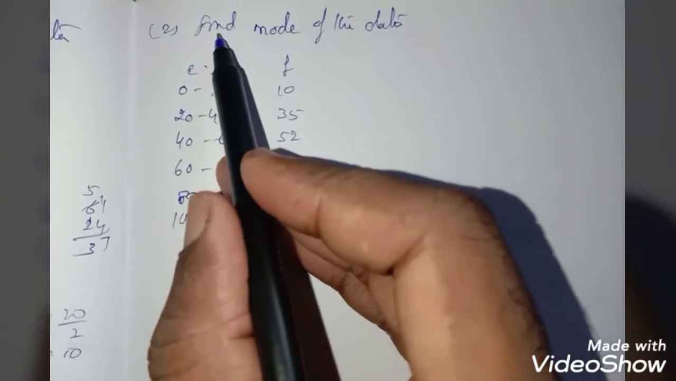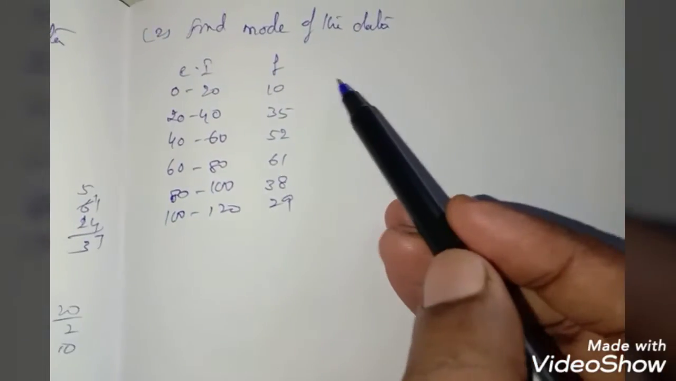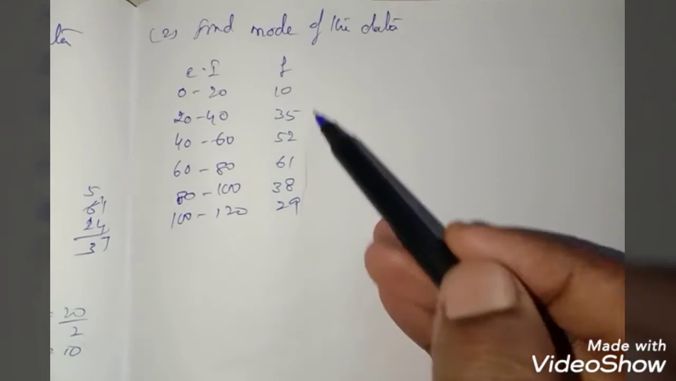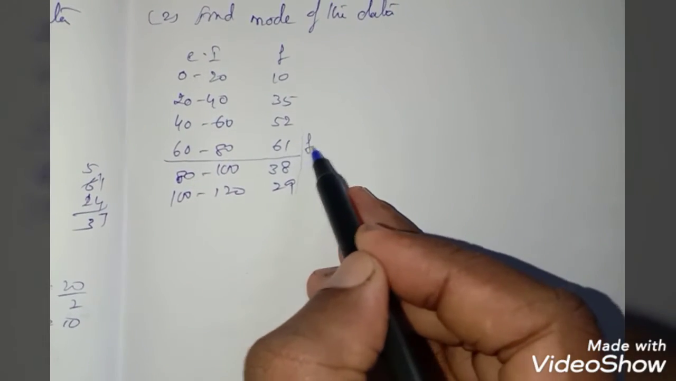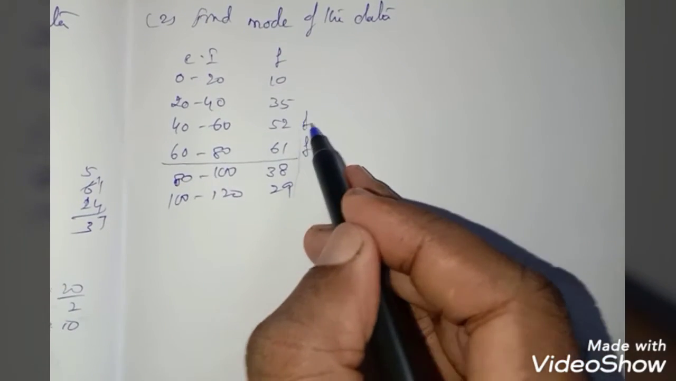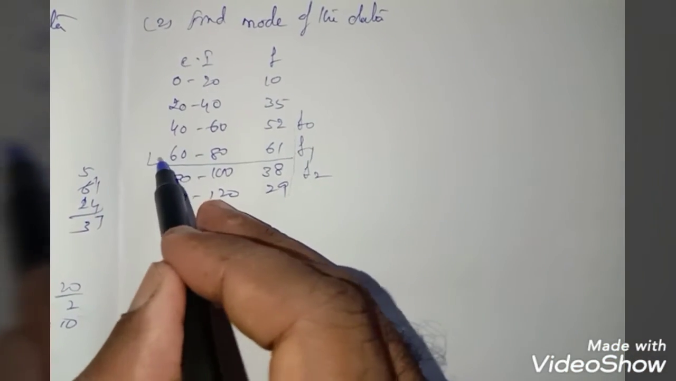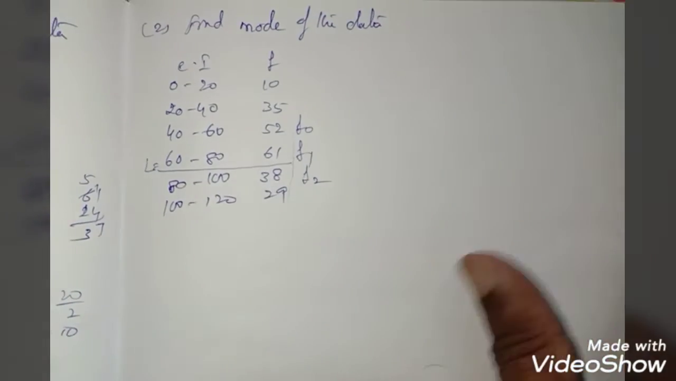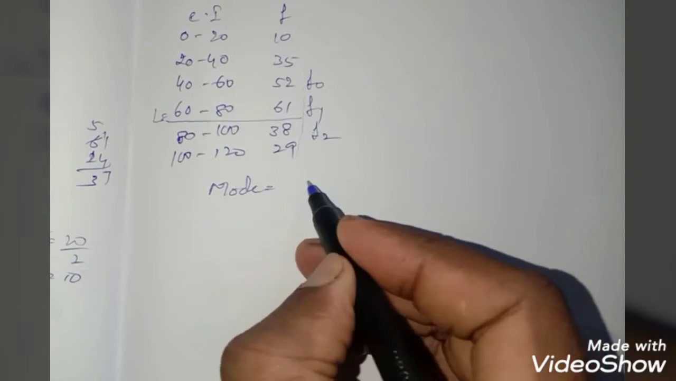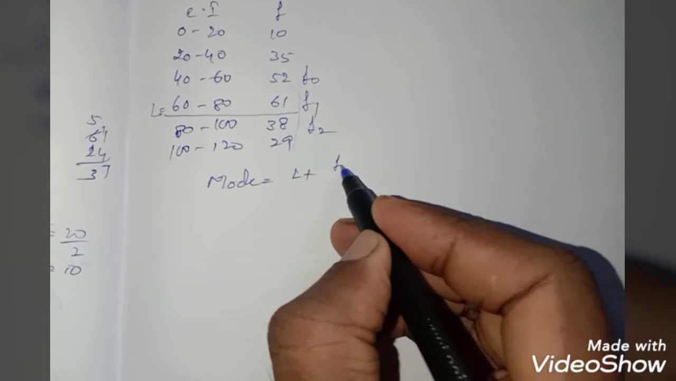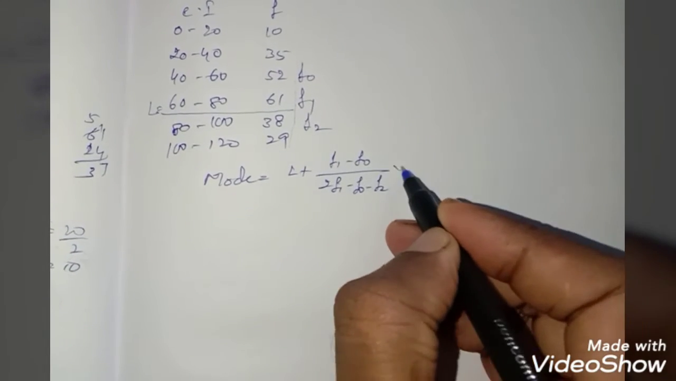Okay, so your next second question is find the mode of the data, class interval and frequency is given. For this mode you have to find what is the highest frequency. The highest frequency is 61, so just underline it and denote this as F1. Now the preceding value F0, succeeding value F2, and this value is L, that is the lower bound, and the difference between these two is 20. Now substitute in your formula, that is mode is nothing but L plus F1 minus F0 by 2F1 minus F0 minus F2, into h.